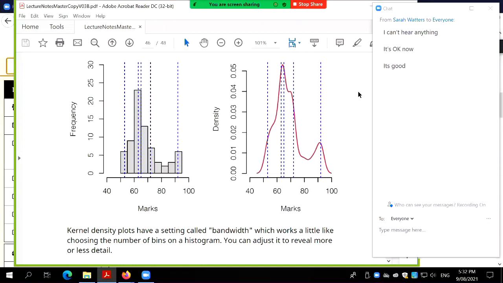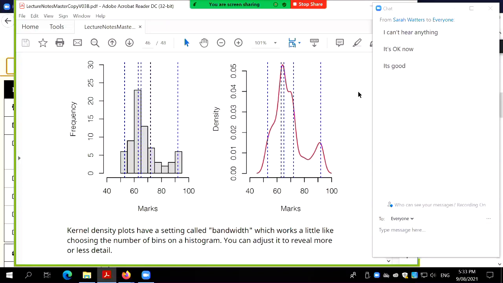So density plots are pretty good by default at showing you important structural features of the data. But you can, as you can with histograms, tweak them. So they have a setting called bandwidth. And in the software, you can fiddle with that to show more or less detail.